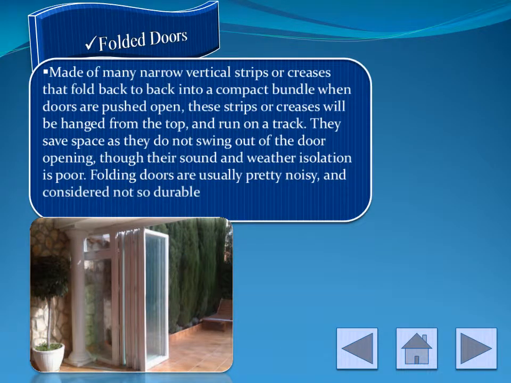We have the folded doors. The folded door is made of many narrow vertical strips or creases that fold back to back into a compact bundle when the doors are fully open. These strips or creases will be hung from the top and run on a track.